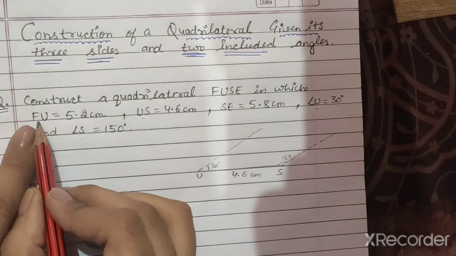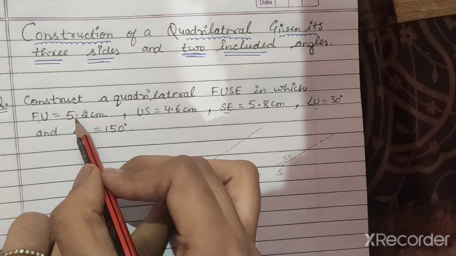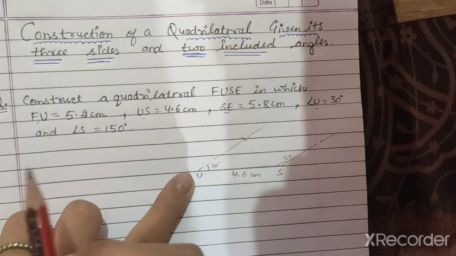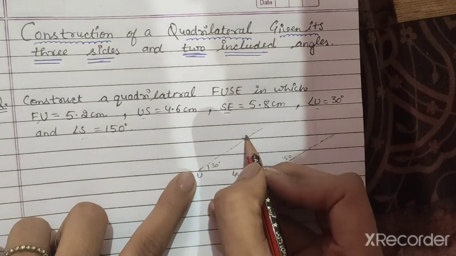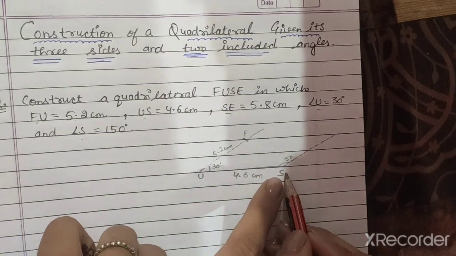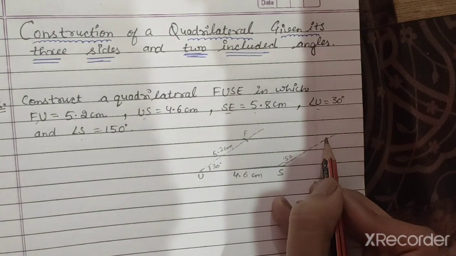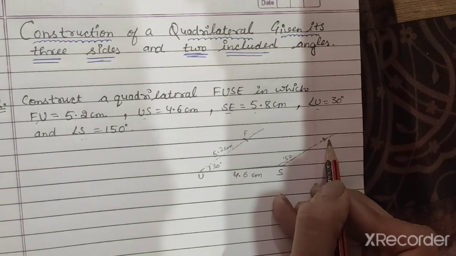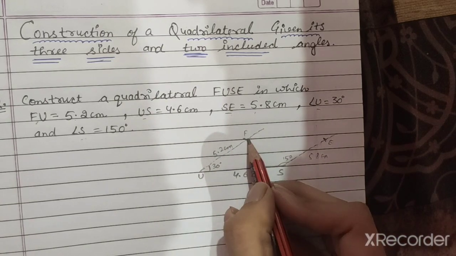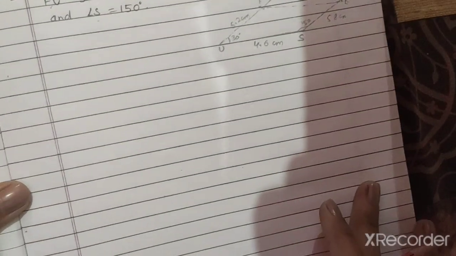After that, the two sides are also given, SE and FU. From U I will open the arc of 5.2 centimeters, so it will be F, and FU is 5.2 centimeters. Then from S I will open the arc of radius 5.8 centimeters and draw the arc like this, and it will be vertex E, that is SE is 5.8 centimeters. In the last we will join the vertices.